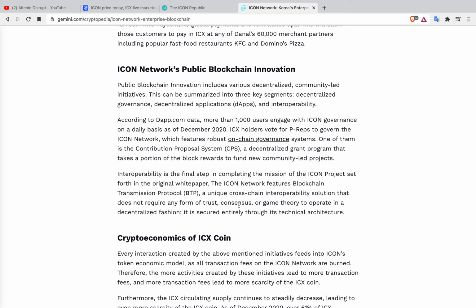Interoperability is the final step in completing the mission of Icon's project set forth in the original white paper. The Icon network features the BTP, Blockchain Transmission Protocol, a unique cross-chain interoperability solution that does not require any form of trust, consensus, or game theory to operate in a decentralized fashion. It is secure entirely through its technological architecture.